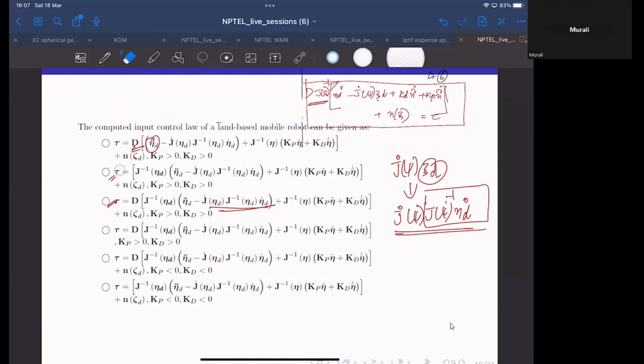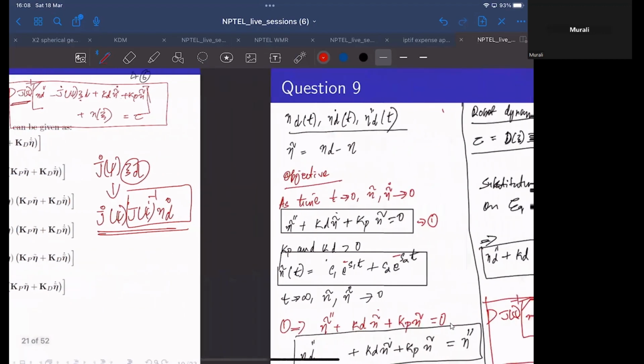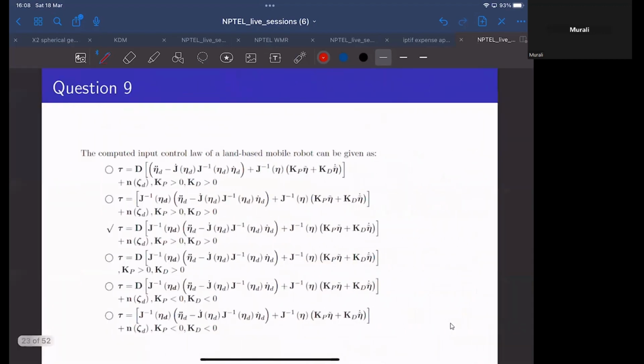I think option C looks more likely, right? Option B doesn't look likely because it doesn't have a D matrix. And what about option A, B, C, D? That also doesn't look likely. To my eyes, both look essentially identical, right? So I think in that regard, you go and check the answer key, it is option C.